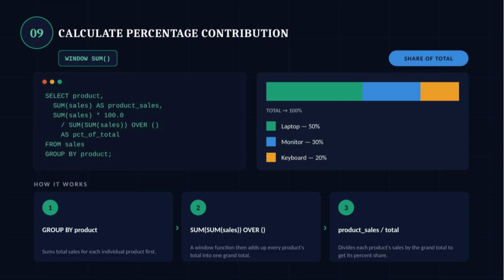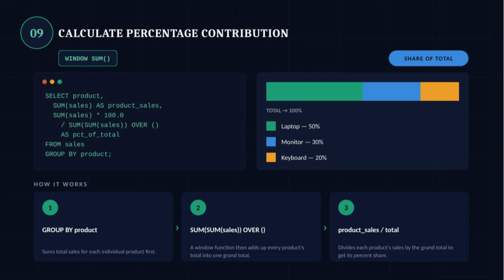Query 9. Calculating percentage contribution, figuring out what share of a total each category represents. This is behind every percent of revenue, or market share, breakdown you've ever seen. Step 1. Group by product. We first calculate the total sales for each individual product. Step 2. Sum of sum, over an empty window.